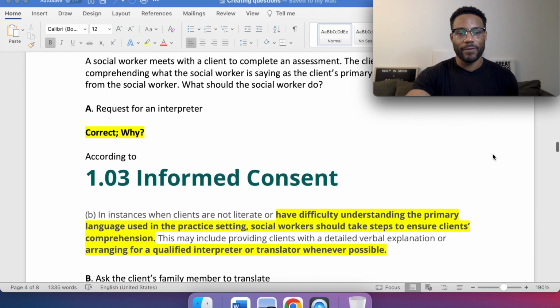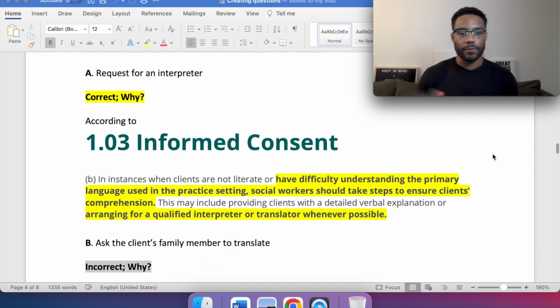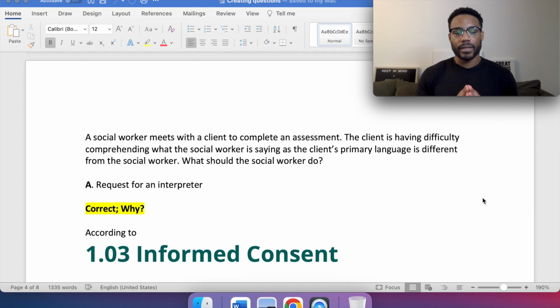Okay, so for this, we want to request an interpreter. According to 1.03 informed consent, read the code of ethics. I'm gonna sound like a broken record. And before we dive into it, notice when we go back up to this question, right? This question didn't say anything about the code of ethics. It didn't mention a single thing about, according to the code of ethics, the social worker.